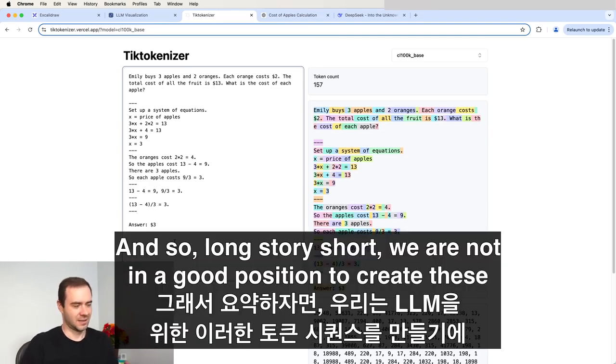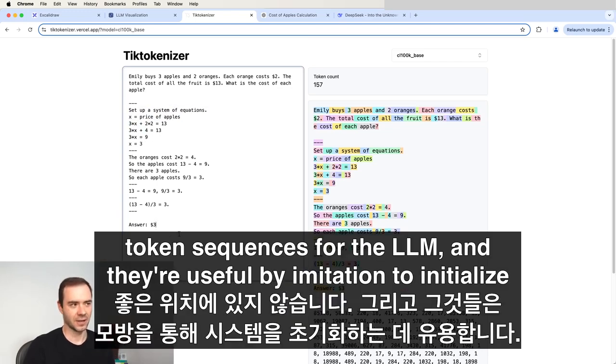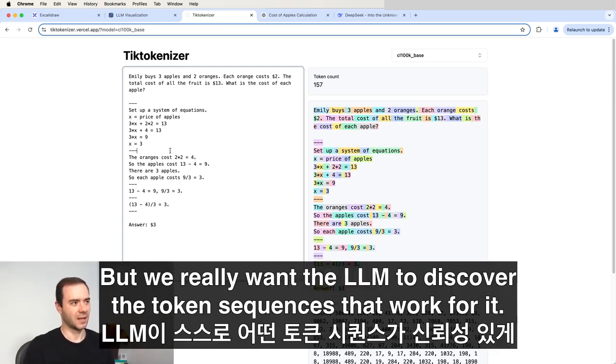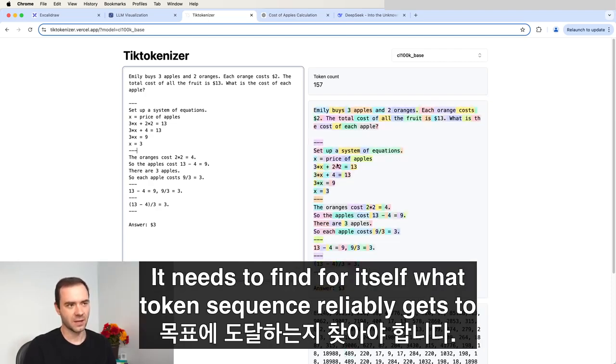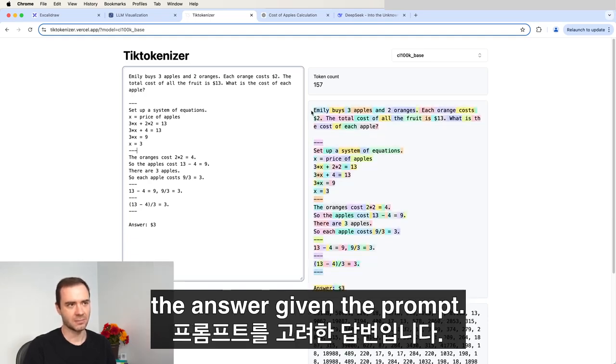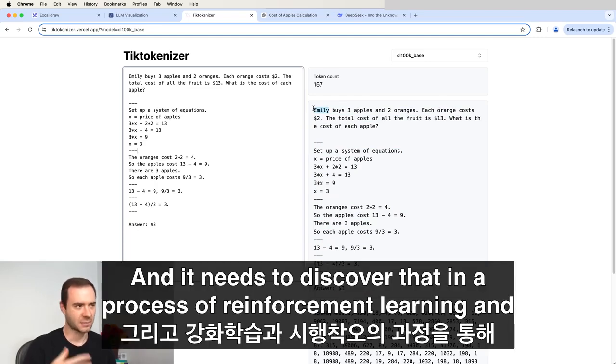And so, long story short, we are not in a good position to create these token sequences for the LLM. They're useful by imitation to initialize the system, but we really want the LLM to discover the token sequences that work for it. It needs to find for itself what token sequence reliably gets to the answer given the prompt. And it needs to discover that in a process of reinforcement learning and of trial and error.